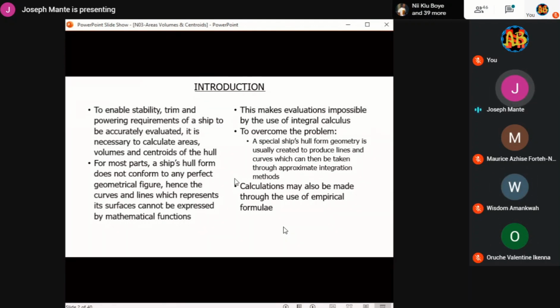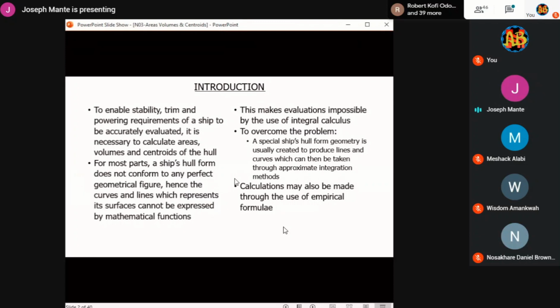So, sir, the next point is this: the hull form makes evaluation impossible by the use of integral calculus. You cannot just sit down and say, okay, we want to calculate the area of the ship as length times breadth. You cannot say just length times breadth. You will not get the specific area.